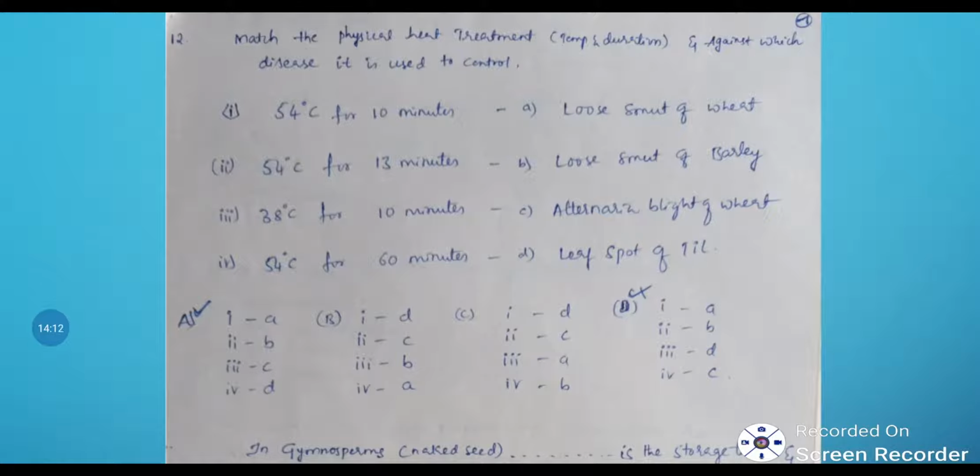I repeat, 54 degrees Celsius for 10 minutes is given for loose smut of wheat. 54 degrees Celsius for 13 minutes is given for loose smut of barley. 54 degrees Celsius for 60 minutes to control leaf spot of sesamum. Then 38 degrees Celsius for 10 minutes to control alternaria blight of wheat.